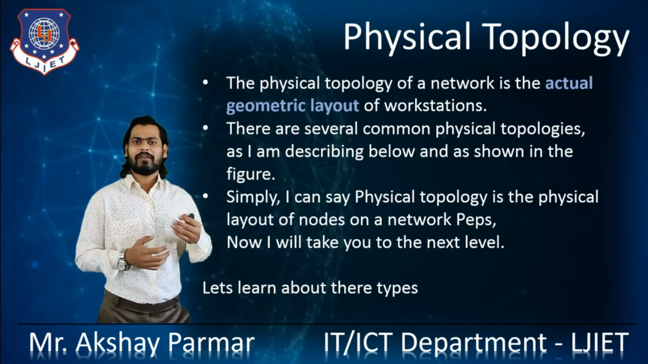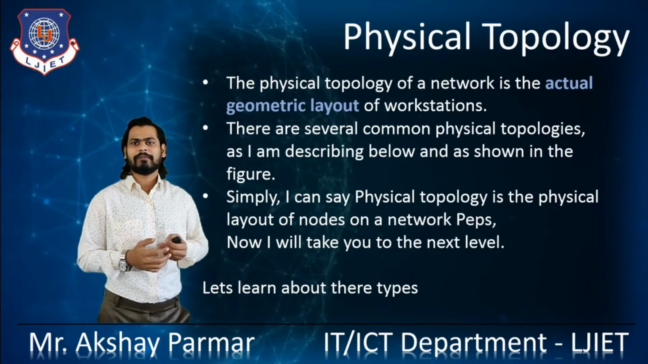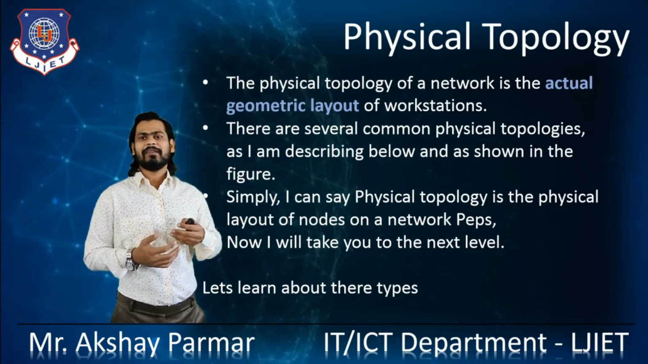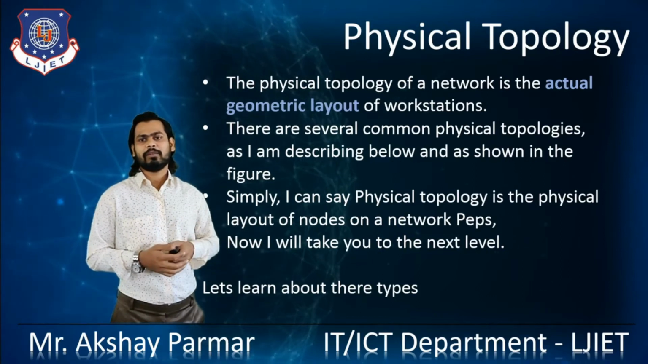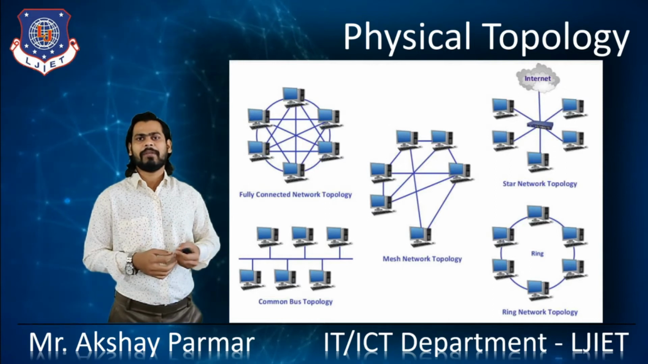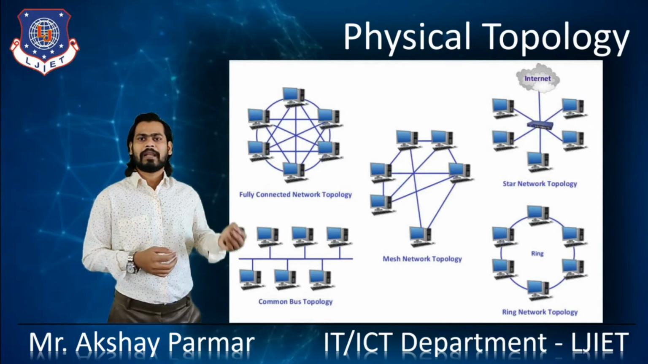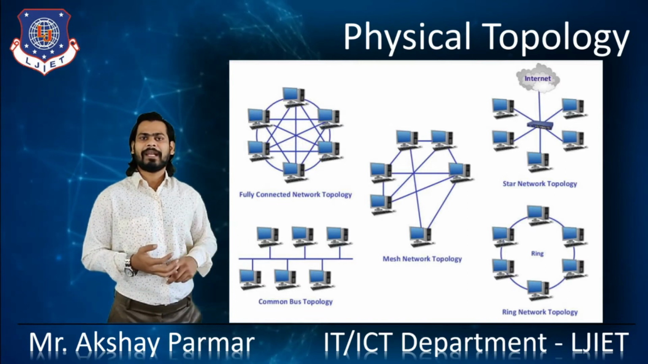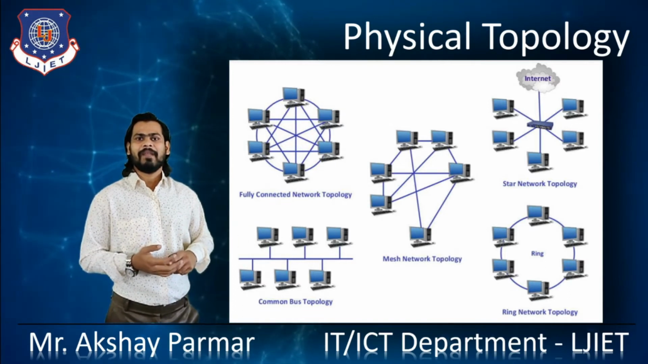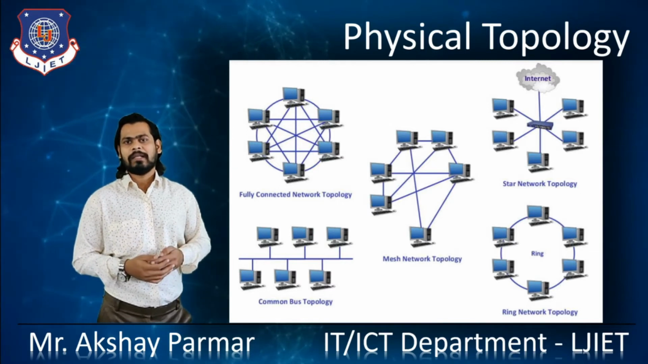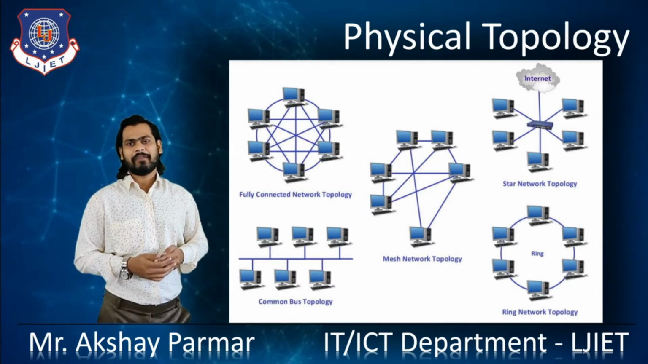There are several common physical topologies, and we will see them in brief in today's lecture. A few examples of physical topologies are the bus, ring, mesh (fully connected and partially connected), and tree. These are the major types of physical topologies. Let's see them one by one in brief.